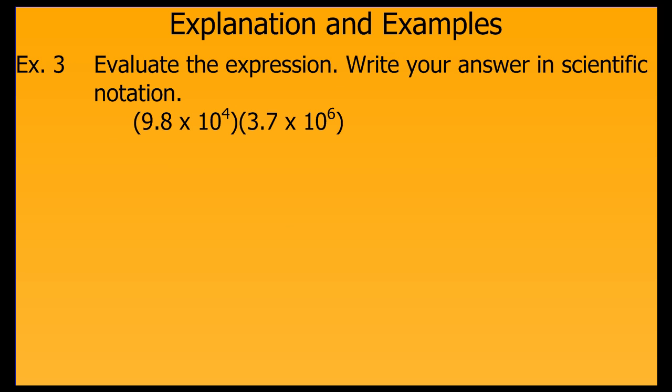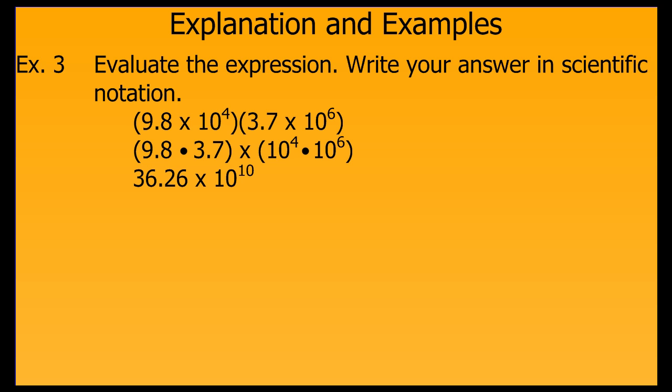Sometimes we need to take numbers written in scientific notation and perform operations on them. In this case, multiplication. The easiest way to do that is to multiply the c part separately and the powers of 10 part separately. In this case, that means we'll multiply the 9.8 times the 3.7 and then the 10 to the 4th by the 10 to the 6th. Then combine our results. 9.8 times 3.7 gives us 36.26, and 10 to the 4th times 10 to the 6th gives us 10 to the 10th, using our product of powers property to add those exponents.